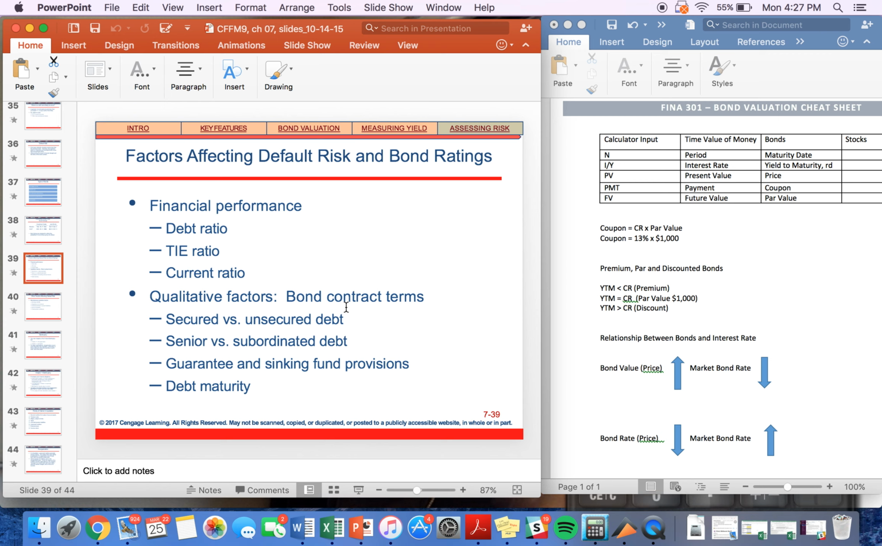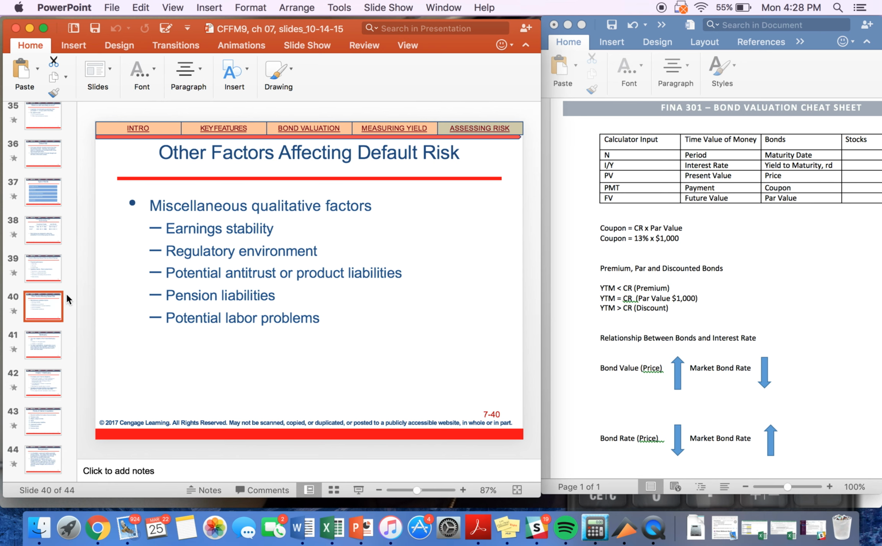There's also qualitative factors. So bond contract terms. Is the bond secured or is the bond unsecured? If you're an unsecured debt compared to secured debt, you might be a little bit concerned. If you're subordinated debt, you're behind senior debt, that's something to consider. Is there a guarantee or is there a sinking fund provision? How long is the debt going to go on? Is it a 10-year bond? Is it a 20-year bond? Is it a 30-year bond? And what can happen in those 30 years? So there's a lot of qualitative factors that they also take into consideration here.